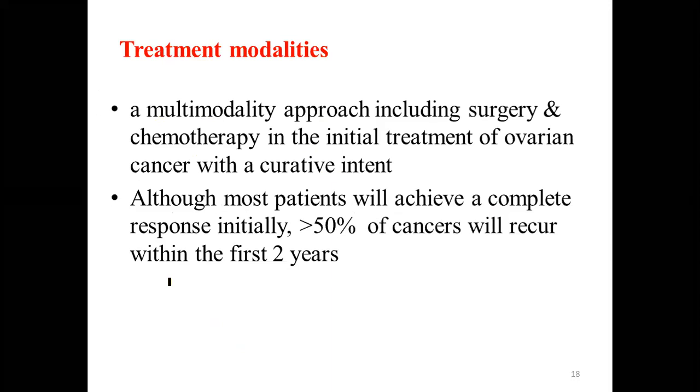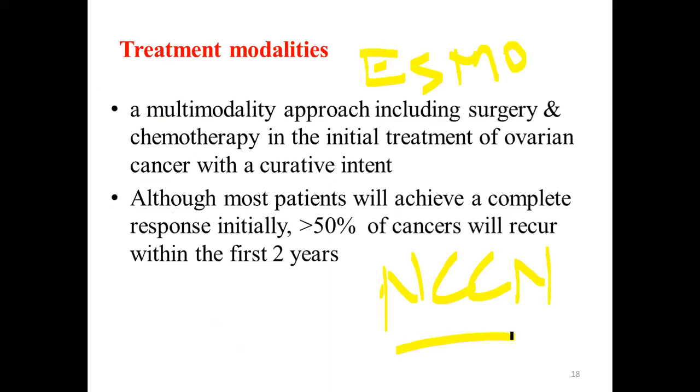According to the different guidelines, mainly, as I mentioned, the ESMO and NCCN guidelines, which are the most commonly used along with the national guideline, a multimodality approach, including surgery and chemotherapy, is the initial treatment of ovarian cancer with curative intent. So there's a component of surgery. In fact, surgery is almost mandatory for all types of ovarian cancer, for all stages. But for advanced stage, the goal is just palliative.